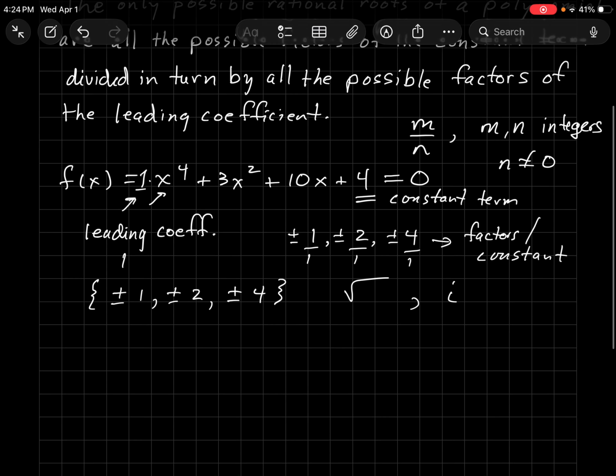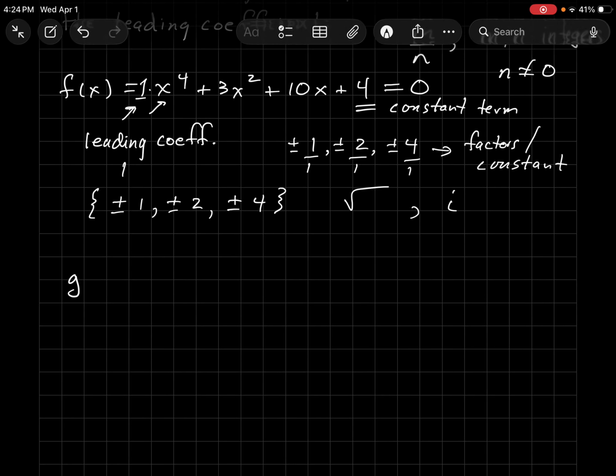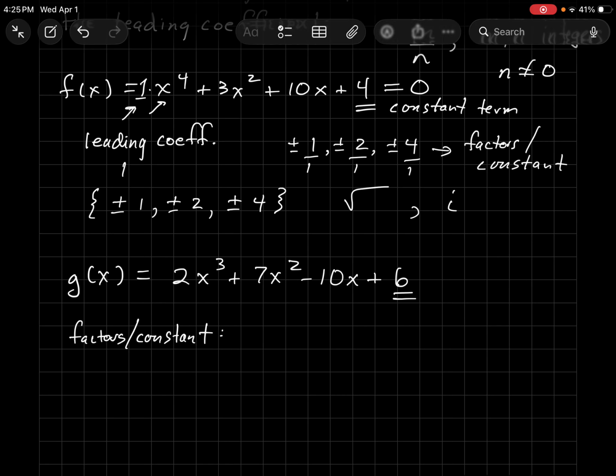Let's do another example, slightly more complicated. What if I have g of x equals, let's say, 2x cubed plus 7x squared minus 10x, and then we'll do plus 6. The 6 is my constant term. The factors of the constant term are 1, 2, 3, and 6. Don't forget plus or minus.